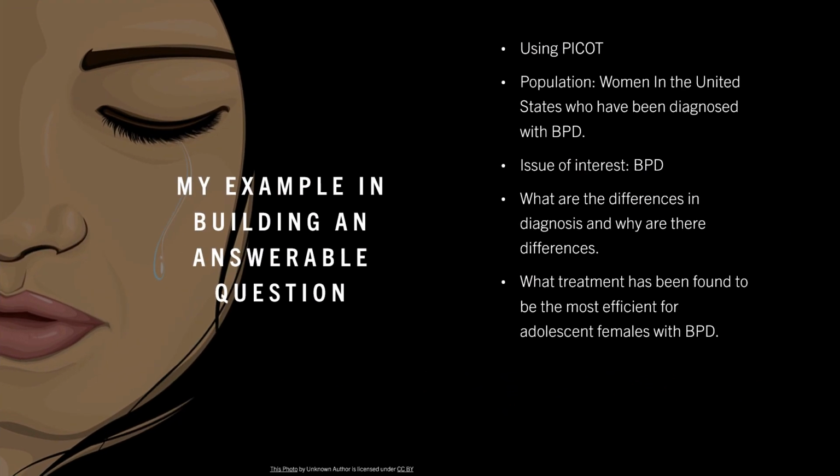So I am adding this slide to demonstrate how I had chosen to research how many adolescent female teens between the ages of 15 to 20 are diagnosed with borderline personality disorder in the United States. I then wanted to ask, how does this compare with young men diagnosed with borderline personality disorder? I am hoping to find in my research what the differences in diagnosis are and why. What helped the adolescent females the most in treatment efficacy with adolescents?